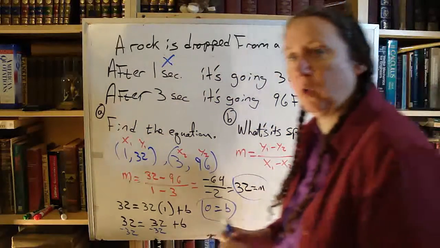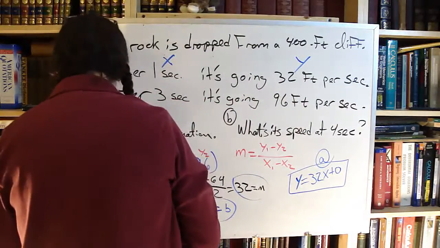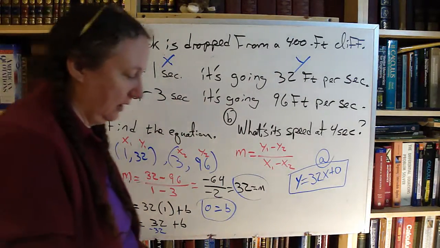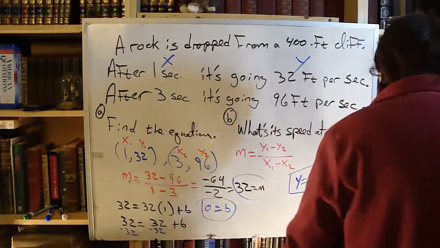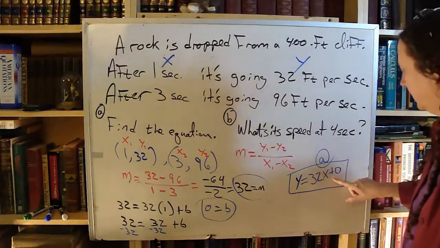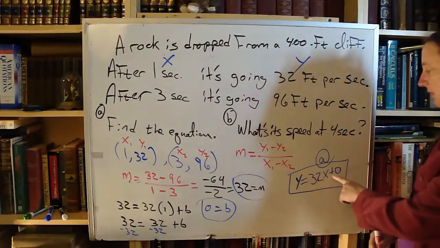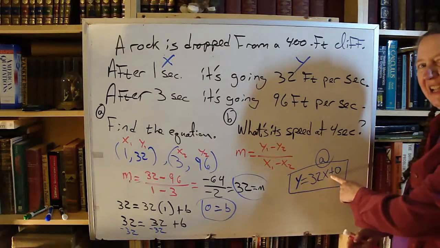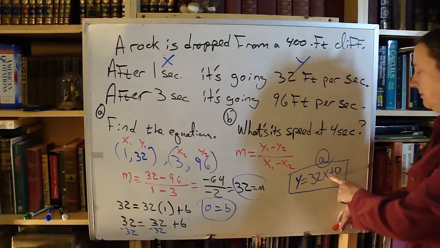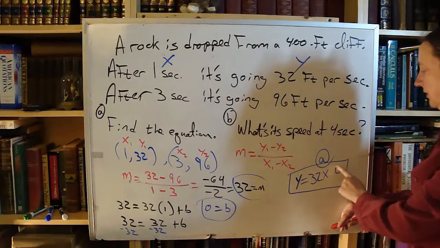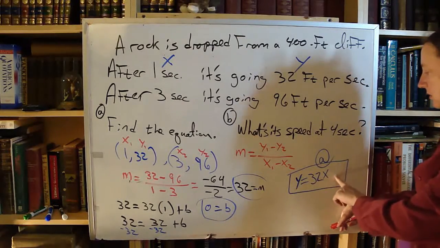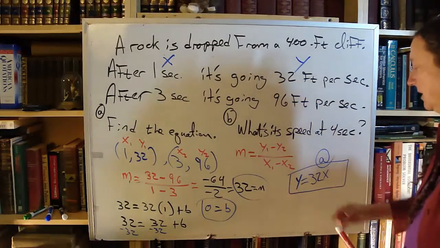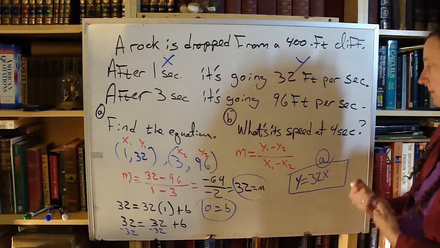Still need to find question B's answer. I think I can fit it in here. One more note about this though. With this plus 0 here, 0 doesn't change anything. So I'm just going to erase that plus 0. So I have my equation as y is 32x.